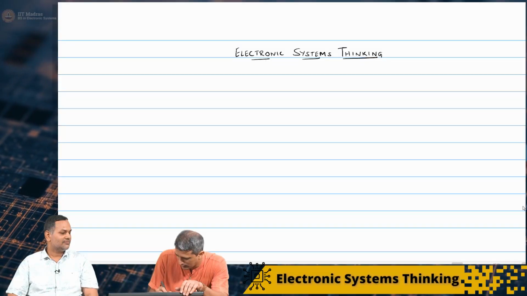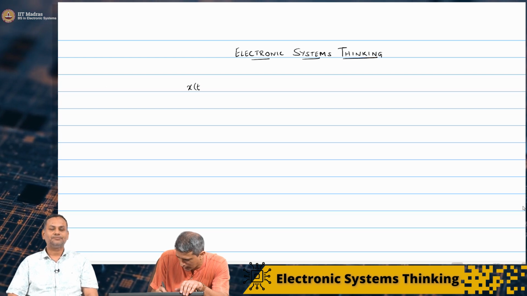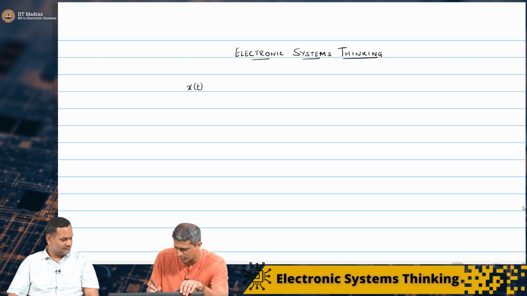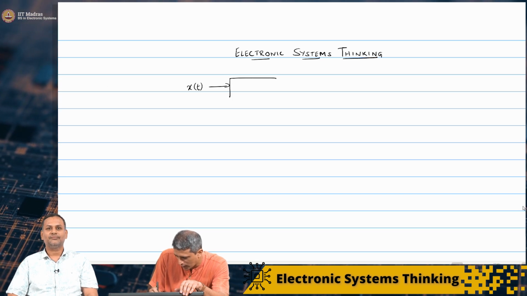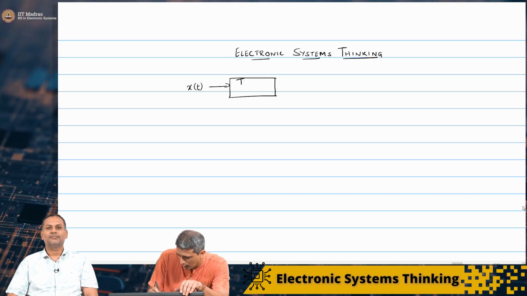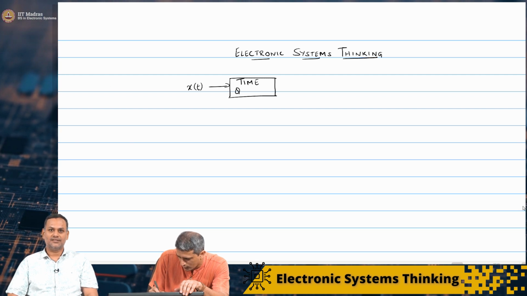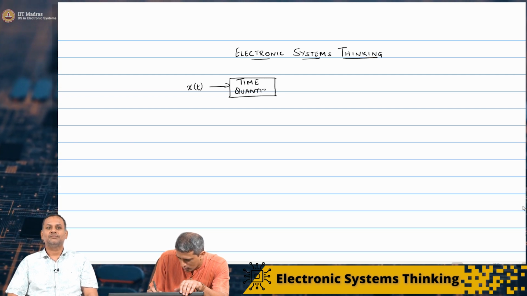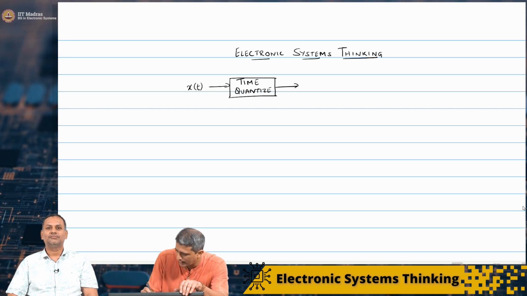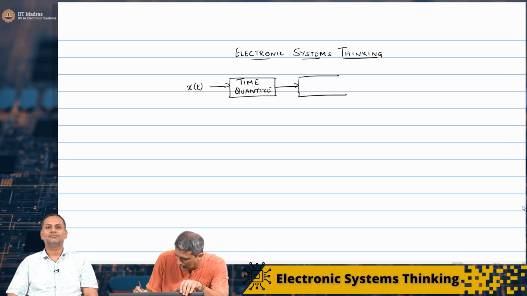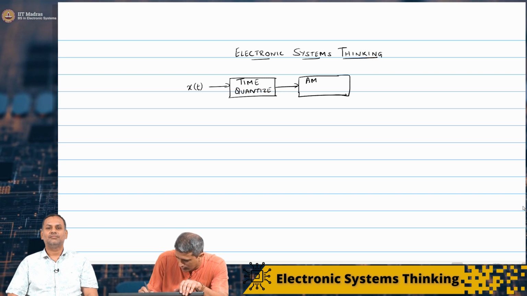Okay, so we had established last time that we needed to time quantize and also amplitude quantize in order to take anything into a digital computer, right? So let's proceed on that line again. We said you have a signal x of t, which is a continuous time signal, and you have to time quantize. Yes. And then we said you have to amplitude quantize, right? Yes.